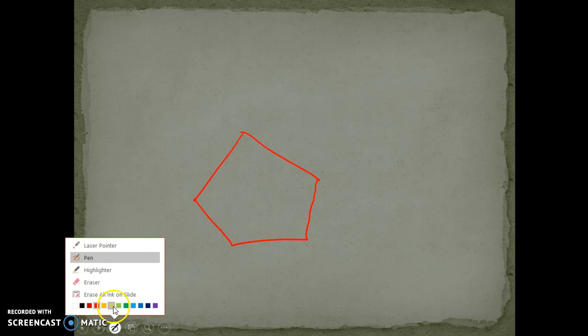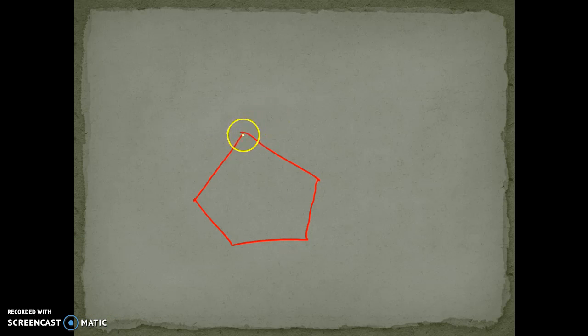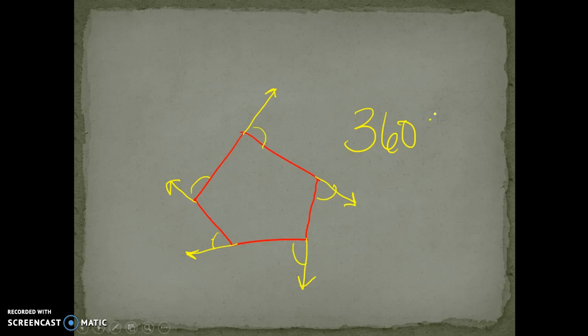Okay, my exterior angles are formed by extending the sides of my polygon. So if I extend these sides, I wind up with these exterior angles. We did this with triangles already, so now we can do it with anything really. And what the exterior angle theorem says, if I add all these exterior angles together, it's always going to be 360 degrees. So the exterior angle theorem is the sum of the exterior angles of any polygon is equal to 360 degrees.